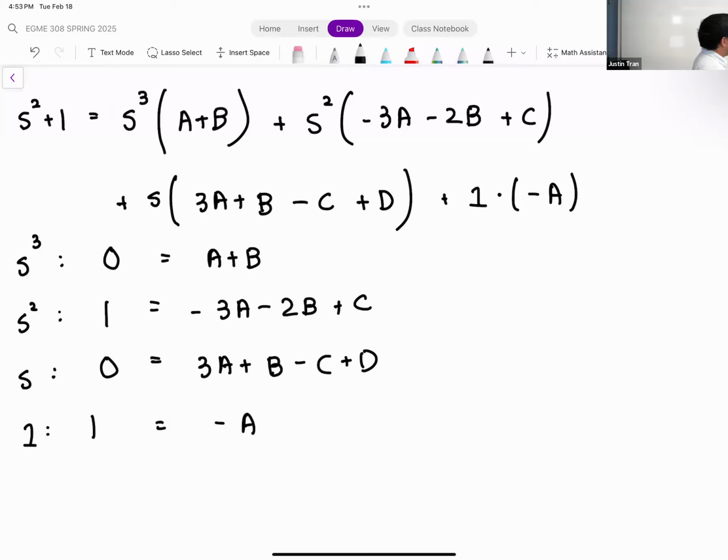Okay. So we have a system of four equations, four unknowns. This one looks scary, but it's actually not too bad. We can solve it pretty sequentially. You can use these equations to solve for A, B, and C. All right. Any questions on this so far?